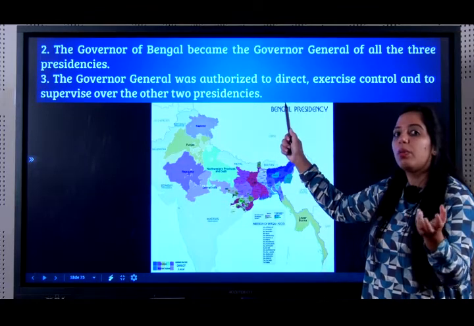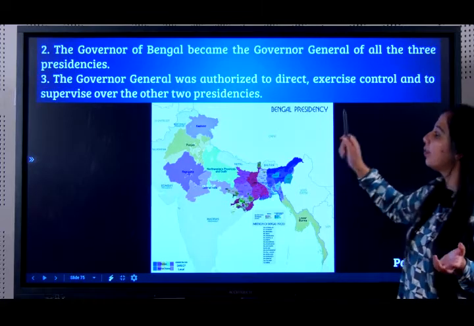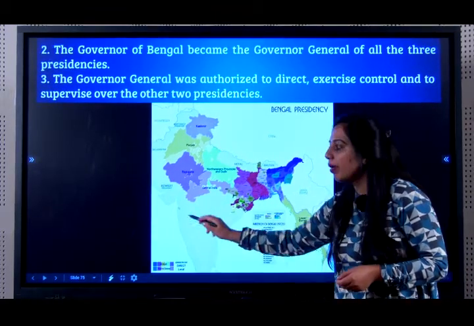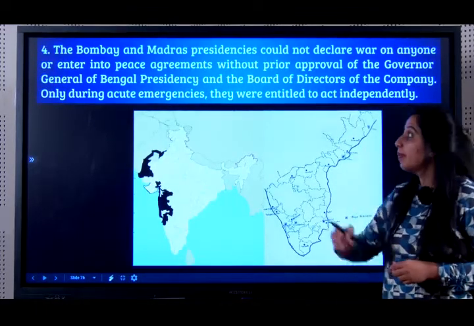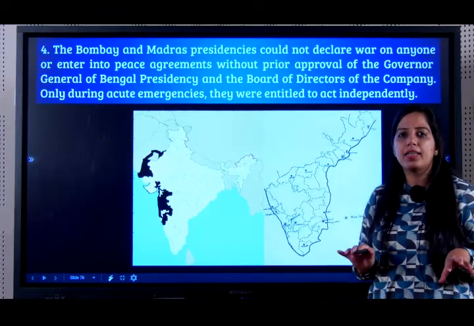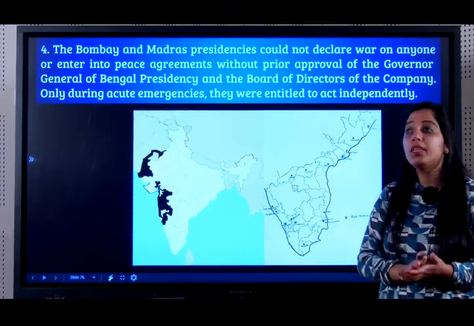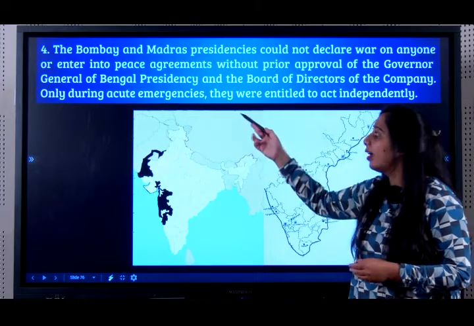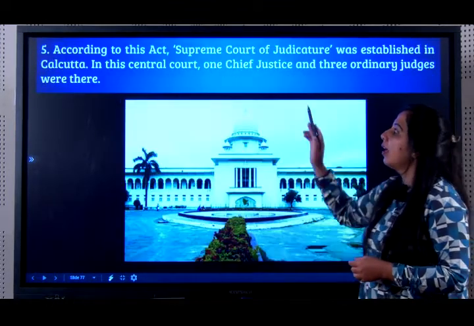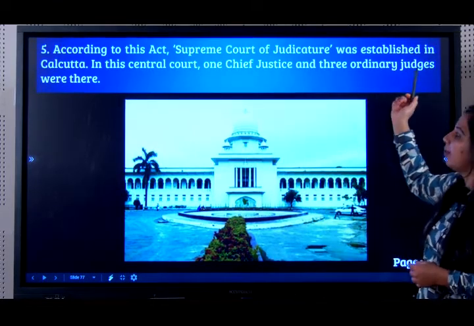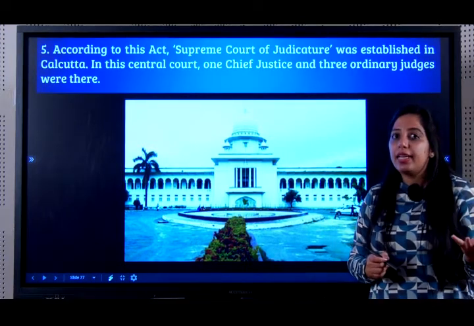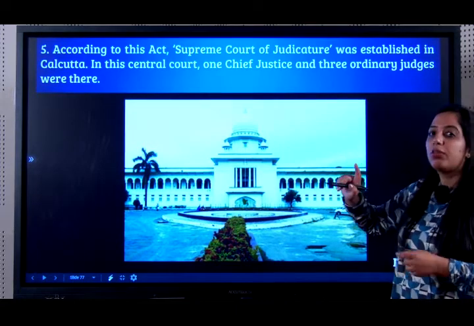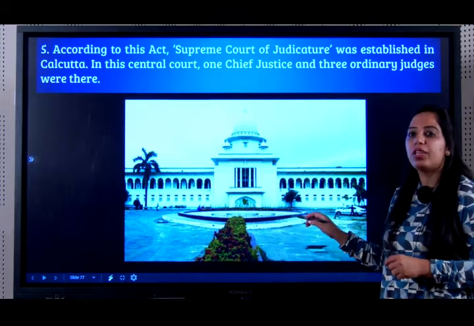And the Governor General got powers. What was his power? He was authorized to direct, exercise, control and supervise the other 2 presidencies. So the Governor General of Bengal got authority to rule over the Madras and Bombay presidencies as well. The Bombay and Madras presidencies could not declare war or enter into any peace agreements independently without consulting the Governor General of the Bengal presidency and the board of directors of the company. Only during acute emergencies were they allowed to act independently. According to this act, the Supreme Court of Judicature was established in Calcutta. So finally we have a Supreme Court, and the Regulating Act of 1773 established the Supreme Court in Calcutta. In this central court there was 1 Chief Justice and 3 ordinary judges.